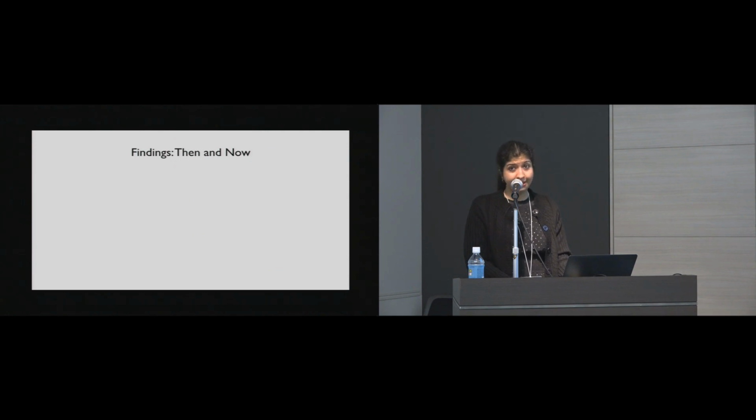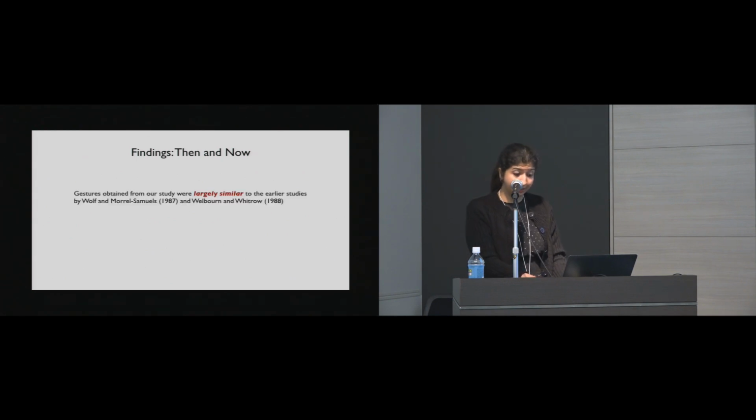So we first compared the gestures that we obtained with those of the earlier studies, that is the Wellborn and Whitrow study and the Morrell-Samuels and Wolf study. And they were actually largely similar, and I'll present some examples next. But there were also some differences. And all of these gestures reflected the mental model of annotating on paper.